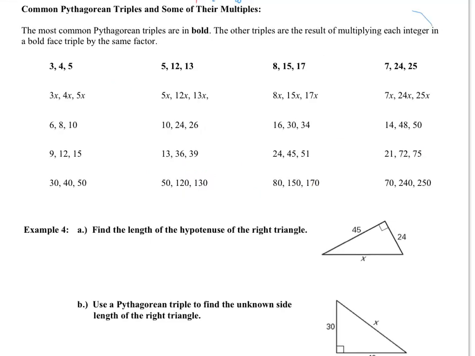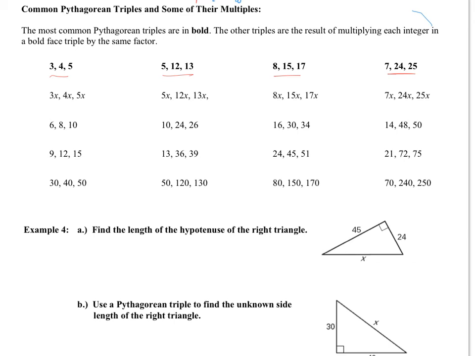Common Pythagorean triples and some of their multiples. The most common Pythagorean triples are in bold. So we have 3, 4, 5; 5, 12, 13; 8, 15, 17; 7, 24, 25. If you have these triples memorized by heart, it will make your life easier.